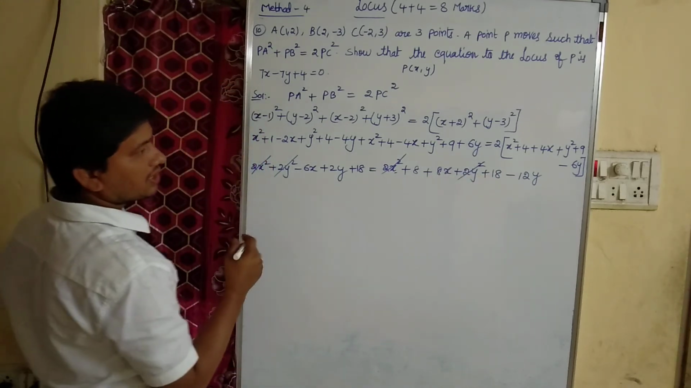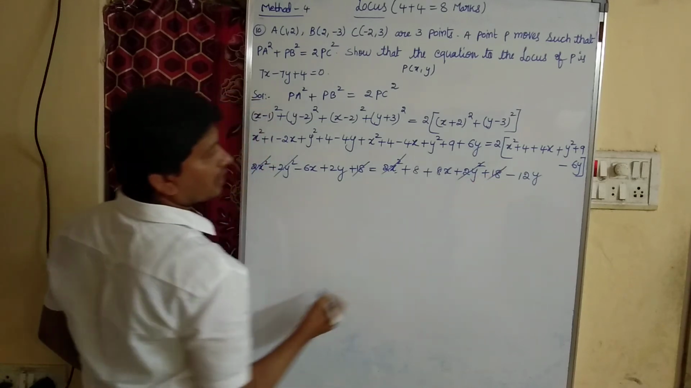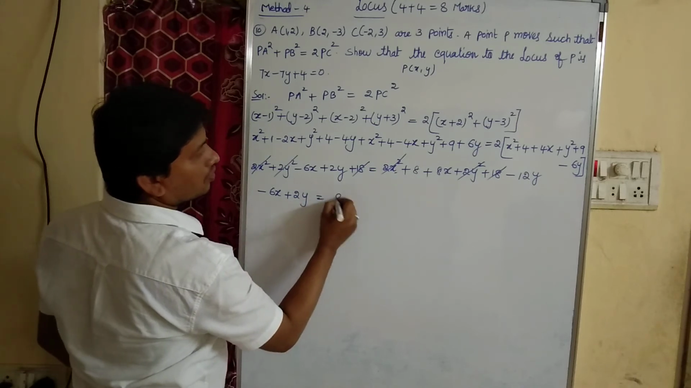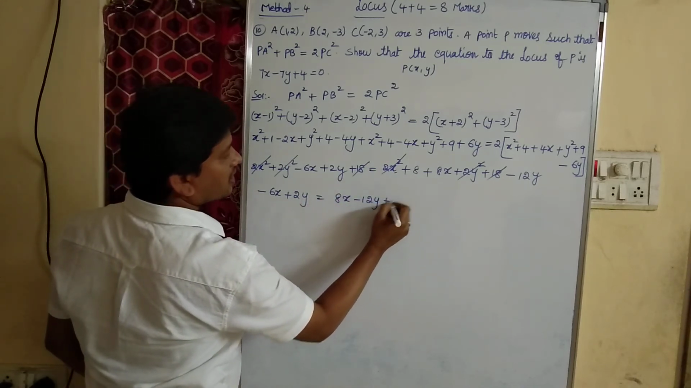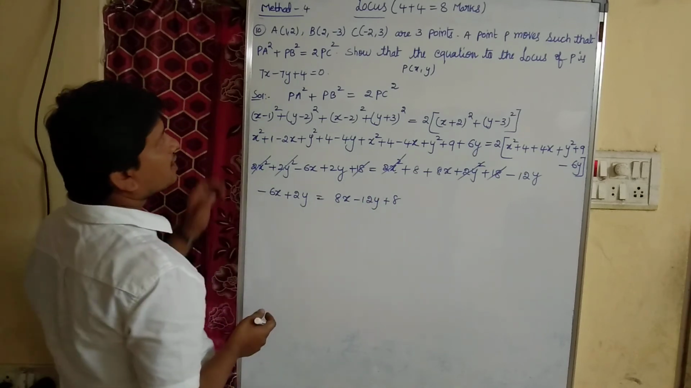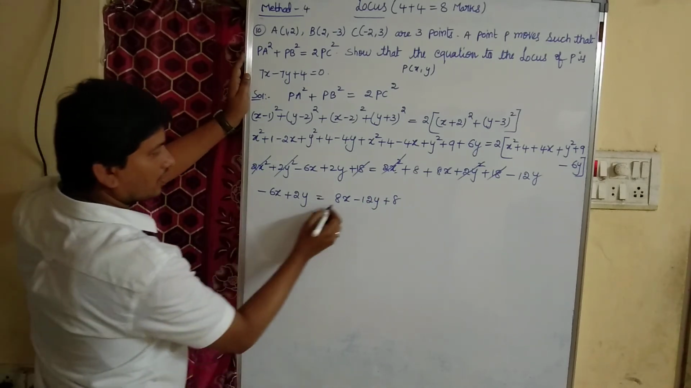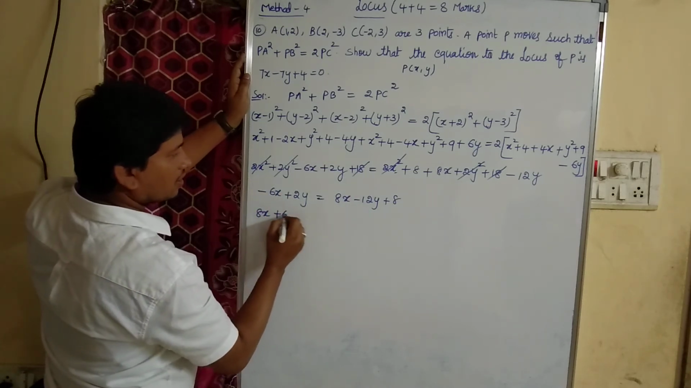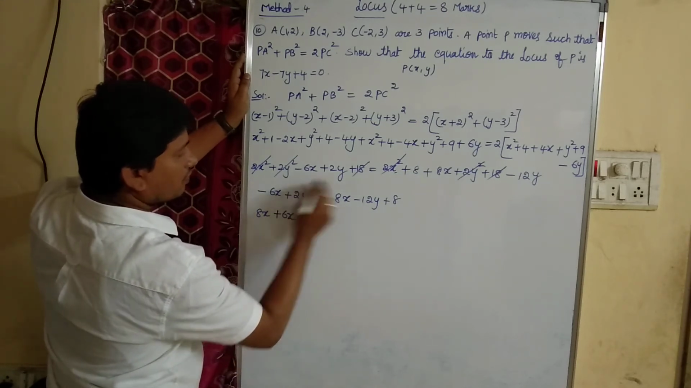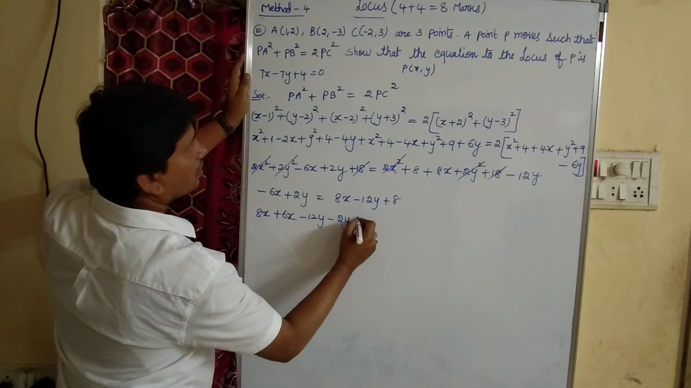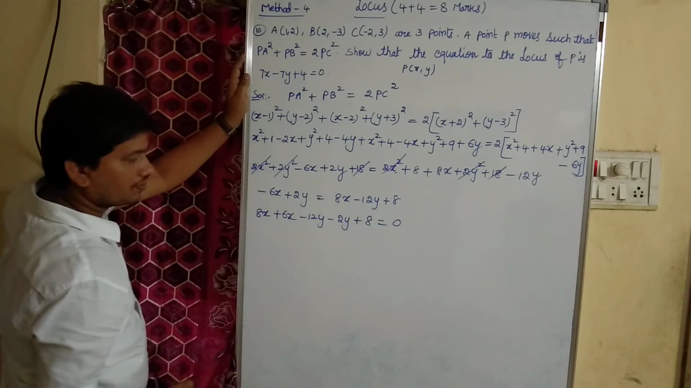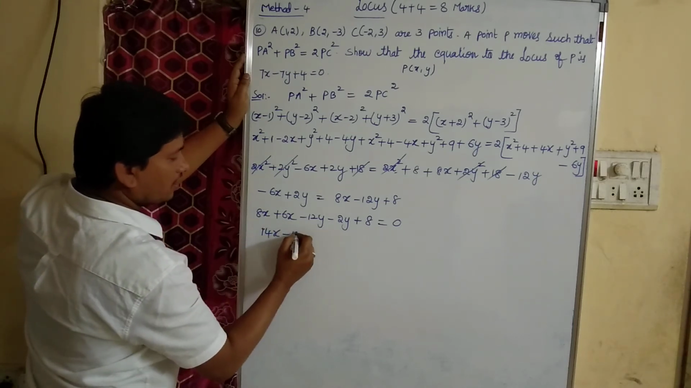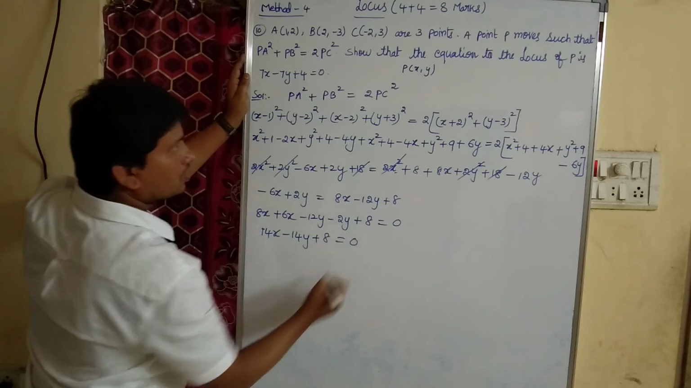Right? Now let us take this side. 18, 18 cancel. Now minus 6x plus 2y equal to 8x minus 12y plus 8. Let us transpose towards the right hand side. Already 8x is there, minus 6x comes to the same side as plus 6x, minus 12y plus 2y goes as minus 2y, plus 8 equal to 0. 8x plus 6x is 14x, minus 2y minus 12y is minus 14y, plus 8 equal to 0.